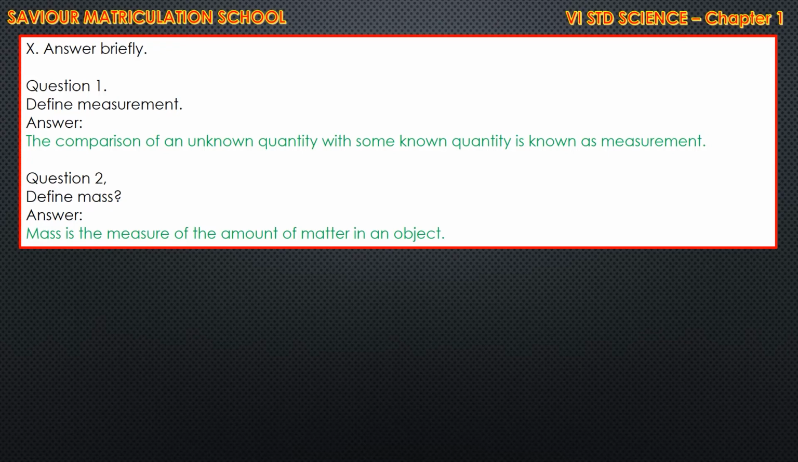Then Roman number 10. In the book, the side heading is "Answer in a sentence or two," children. So the first question is on page number 15. Define measurement. The answer is: the comparison of an unknown quantity with some known quantity is known as measurement. Question 2. Define mass. The answer is: mass is the measure of the amount of matter in an object.